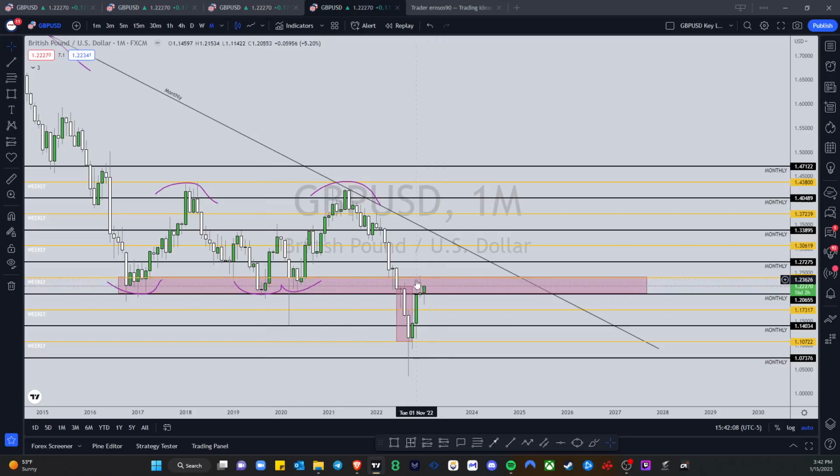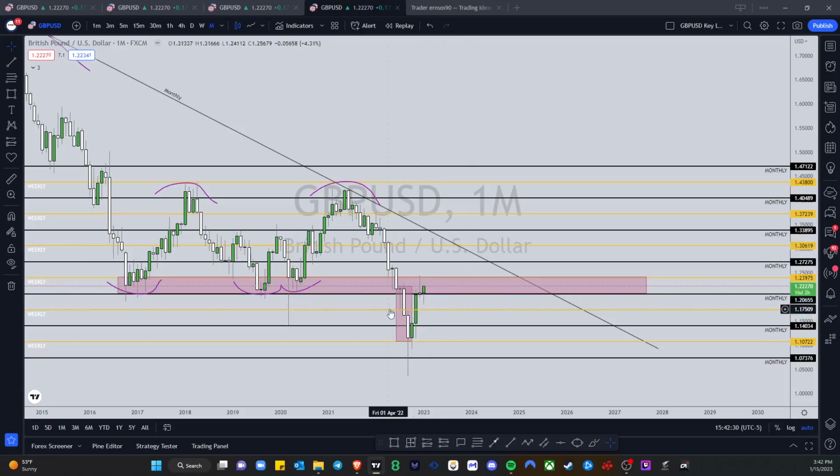So this is the only reason why I'm only looking for sells on the lower time frame. Sure, you could take buys on the lower time frame, all that kind of stuff, but me personally, I'm only looking for sells because of what I'm seeing on this time frame, based on the monthly. But it's not a long-term sell, anything like that.